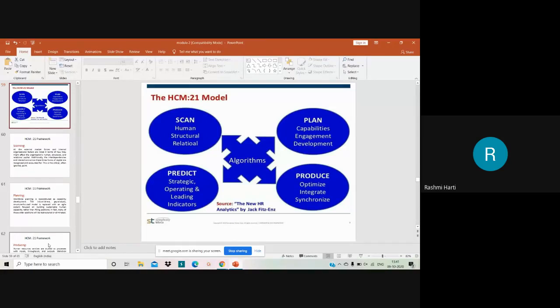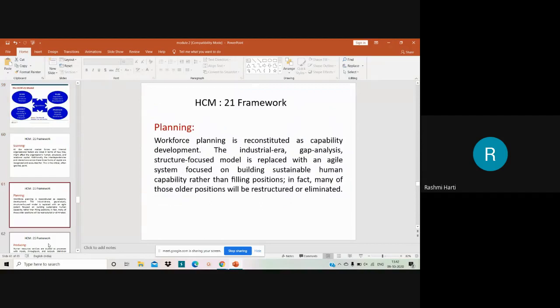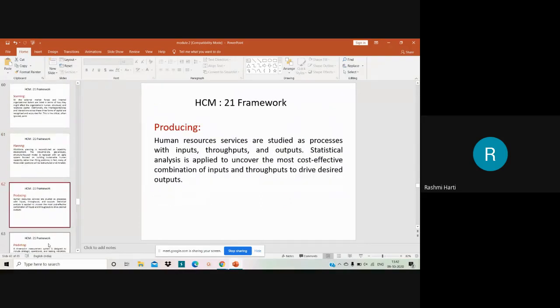What type of people I need to recruit in the organization? How can I train my employees in my organization? Then motivating the employees, keeping them engaged in the organization, development opportunities for the organization as well as for the employees, right? Now coming on to next, that is producing.